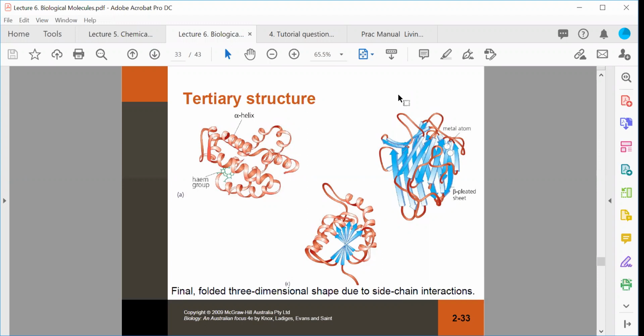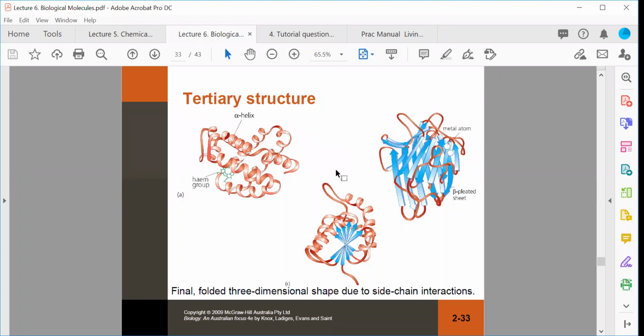Now we can look at the tertiary structure. The tertiary structure refers to the final folded three-dimensional shape of the protein due to interactions between the side chains. So these are three representations of proteins here. This one consists primarily of the alpha helix. This one predominantly contains beta pleated sheets, and this one here is a combination of the two. All right, so that's the tertiary structure.